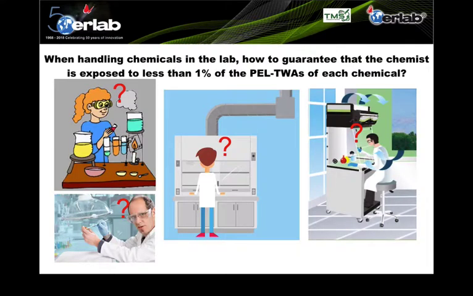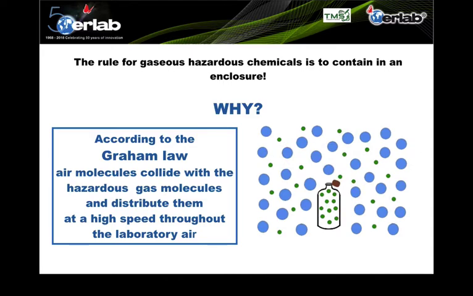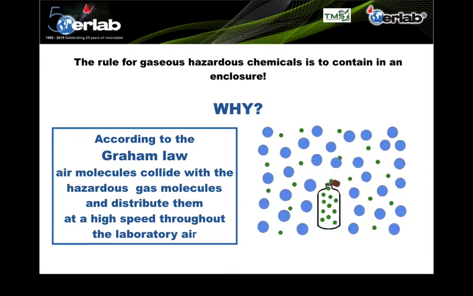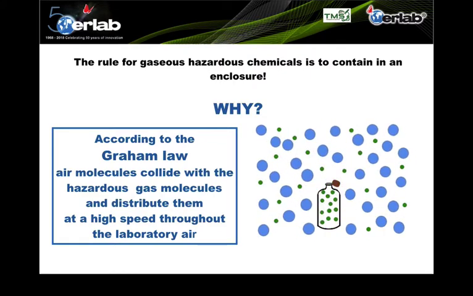When handling chemicals in the laboratory, how do we guarantee that the chemist is exposed to less than 1% of the total PEL-TWA of each of the chemicals they are using? Before that, we have to know the rule of gaseous hazardous chemicals. The best way is to contain them in an enclosure.